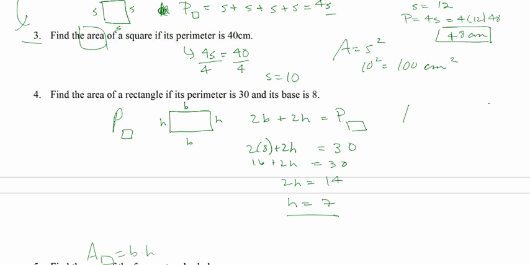The question is, what's the area of that rectangle? And we know area is base times height. The base was 8, the height was 7. So we got 56 centimeters squared for our answer.